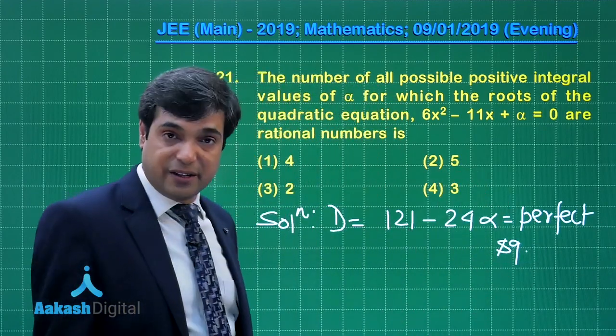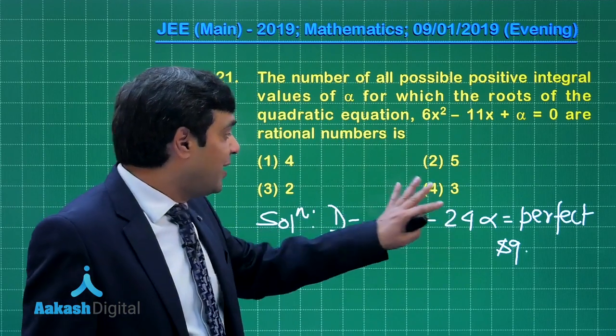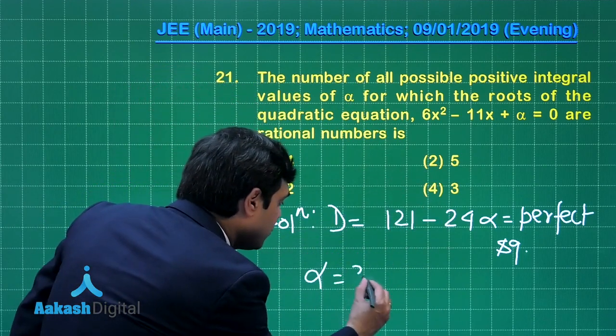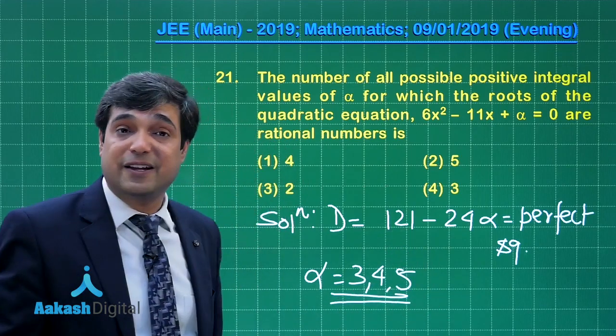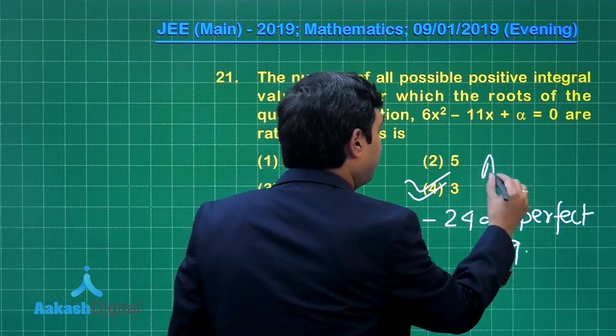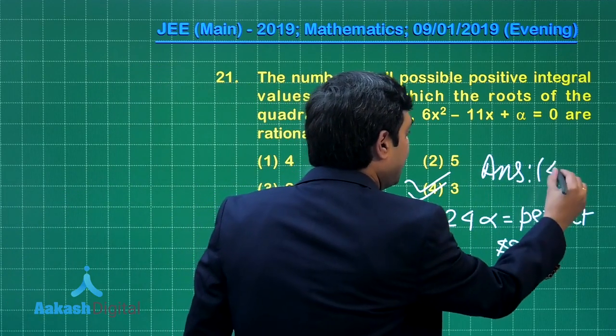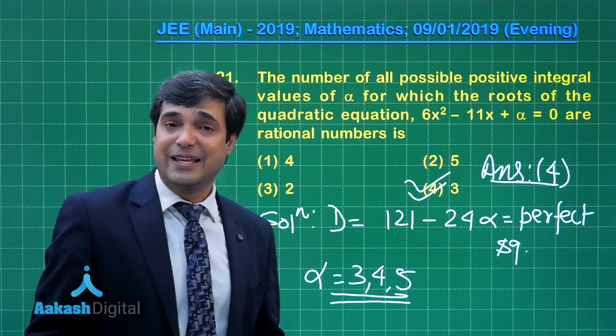Correct? Obviously it is greater than or equal to 0, you can say. Now we can check there exist only 3 values of alpha, 3, 4, 5, which will satisfy this constraint. So the correct answer for this question is option number 4. Let's mark and mention this point. So this was about question number 21. Let's move on to the next, that is 22.